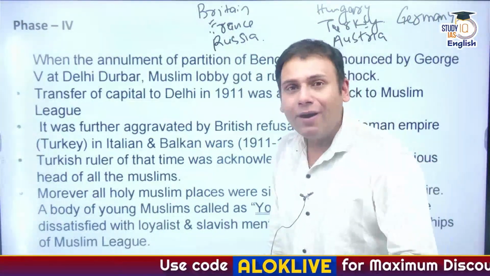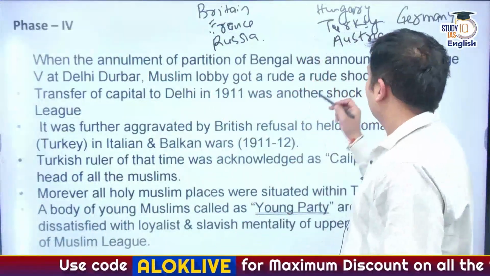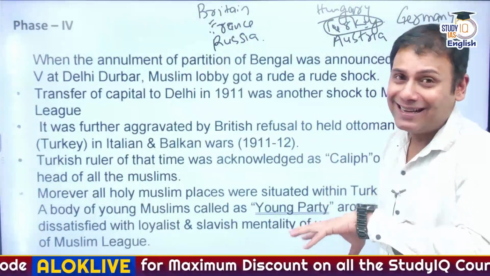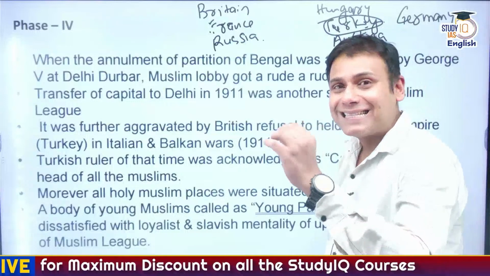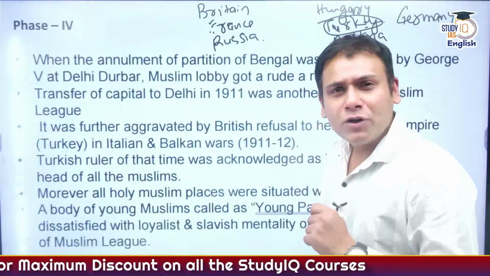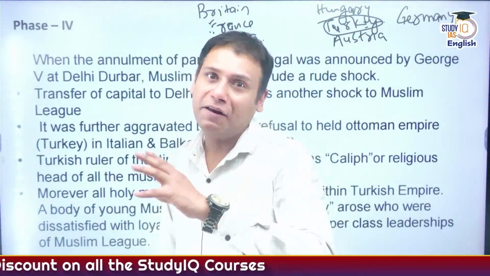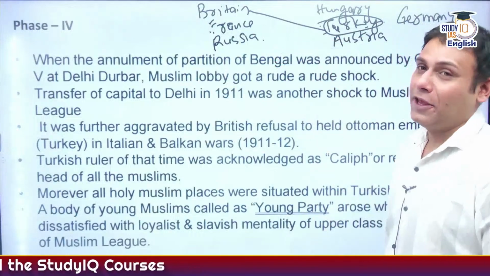So, particularly, I'll give you a small example. Half of Turkey is in Europe and half of Turkey is in Asia. The part which is in Asia basically follows the Islamic religion. And Turkey was being ruled by the Ottoman Emperor, who was also referred to as Caliph or Khalifa. Correct? Now, Britain was against Turkey.